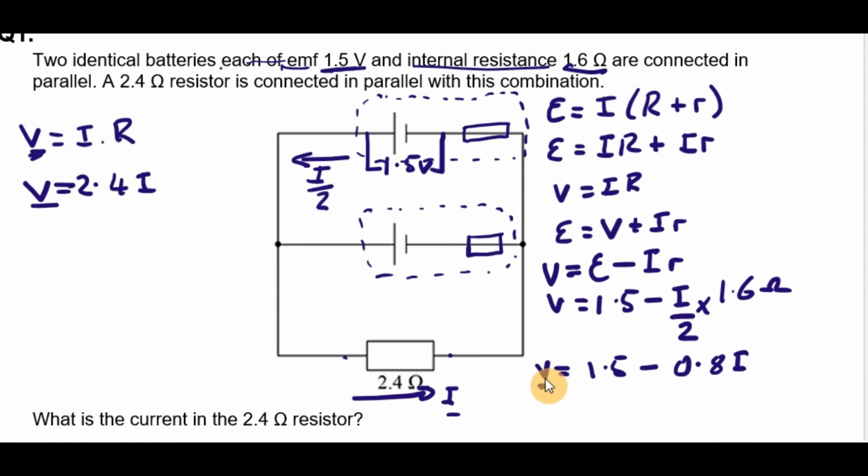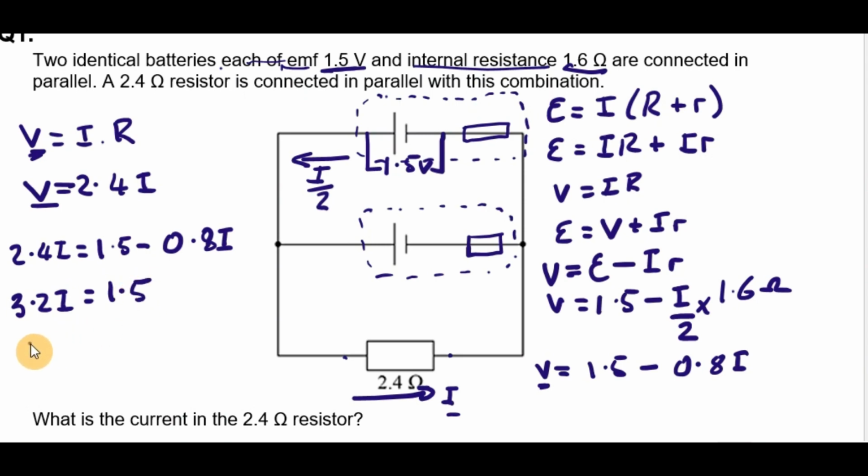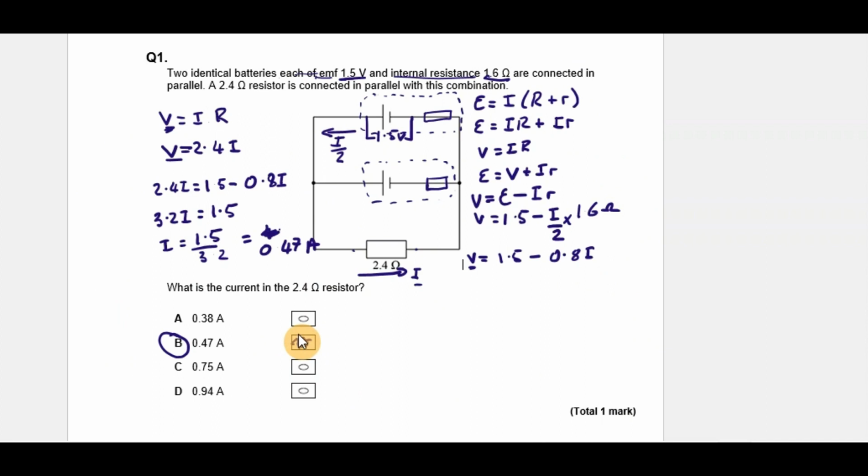Because these two PDs are the same, I can just say that 2.4 I is equal to 1.5 minus 0.8 I. Rearranging, I get 3.2 I is equal to 1.5, or I is equal to 1.5 over 3.2, which is, I do apologize, 0.47 amps. And if we expand out, answer B.